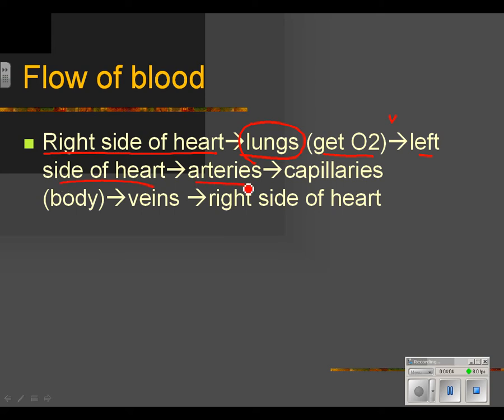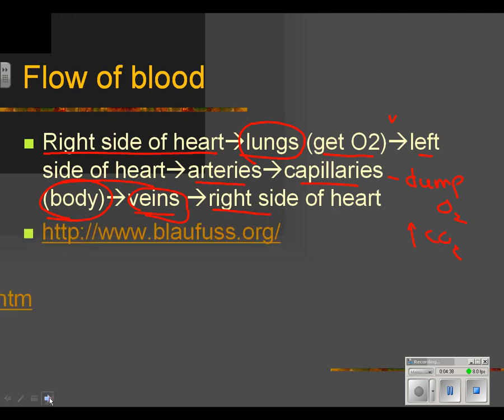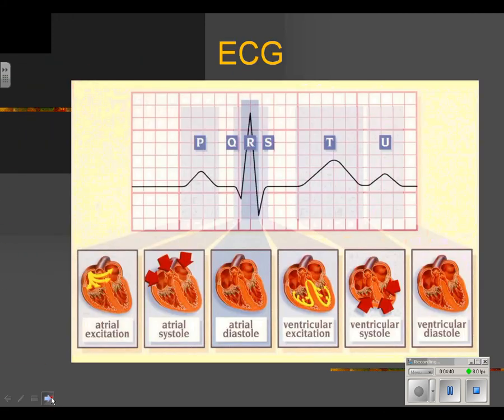Arteries go away from the heart. We'll talk about arteries in a little bit. Then into capillaries, which bring it to the body. We'll talk about capillaries in a little bit of detail in a minute. Then into veins. So here is where it dumps off oxygen, picks up CO2, and then back on veins, back to the right side of the heart. That is the general flow of blood through the heart. Now I'm going to skim ahead in my PowerPoint to get to the arteries, veins, and capillaries.